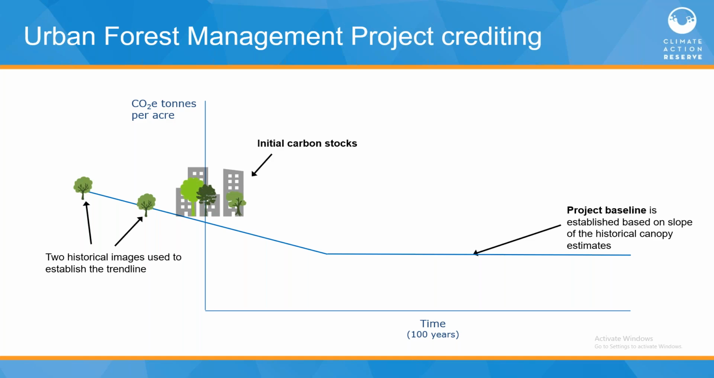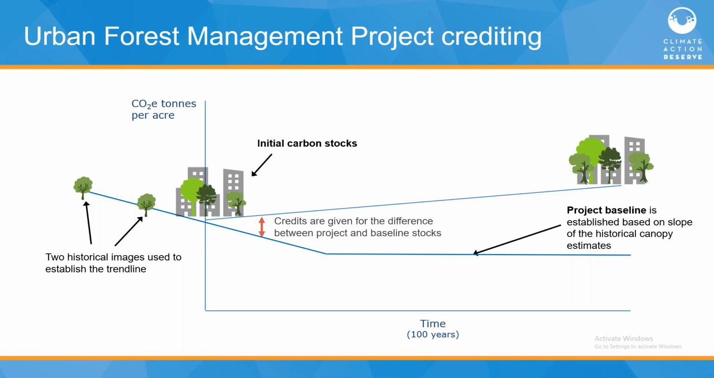Initial carbon stocks are estimated from the current level of canopy cover by applying the ratio estimator to the current canopy cover percentage. This is done throughout the project life for future reporting and verification. So you can see how that will change over time. And then credits are given for the difference between project and baseline carbon stocks.